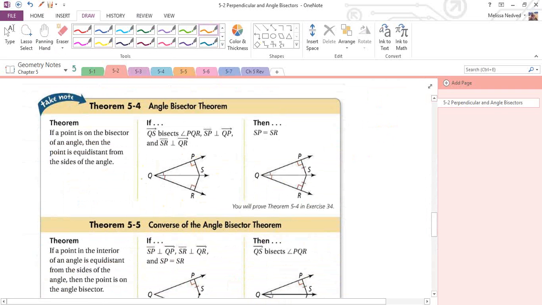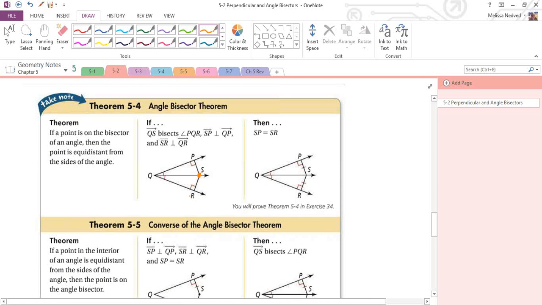I've got angle PQR, and QS is an angle bisector, and we can tell that by the angle markings down here, right by the vertex Q. Since those two angles are congruent, QS is my angle bisector. And what does that mean? Well, notice S here, that's a point on my angle bisector, it's the same distance from the top side of that angle to the bottom side.